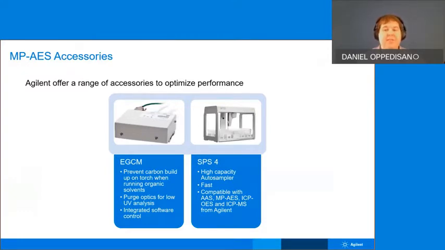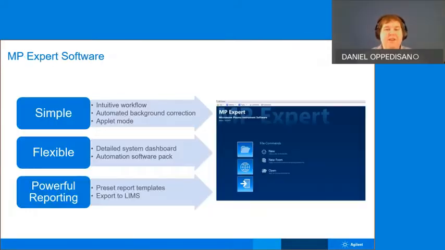The SPS4 is a fast, versatile, high-capacity autosampler and is compatible with the MPAES as well as the other Agilent atomic spectroscopy products, including atomic absorption, ICP-OES, and ICP-MS. The MP Expert software is simple to use with an intuitive workflow, guiding the operator through the analysis steps. It features auto background correction, removing the need for users to place the background markers. It is flexible with a detailed system dashboard and has the option for online remote operation with the automation software pack. It also has powerful reporting tools.